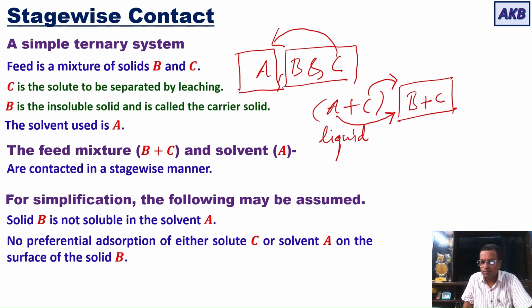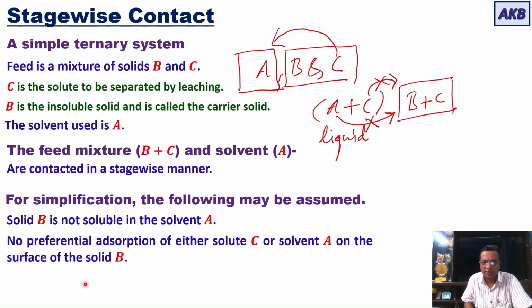So in order to simplify the analysis, you can assume that there is no preferential adsorption of C on the solid surface, and in the same way there is no preferential adsorption of A on the solid surface. So this is the second assumption.